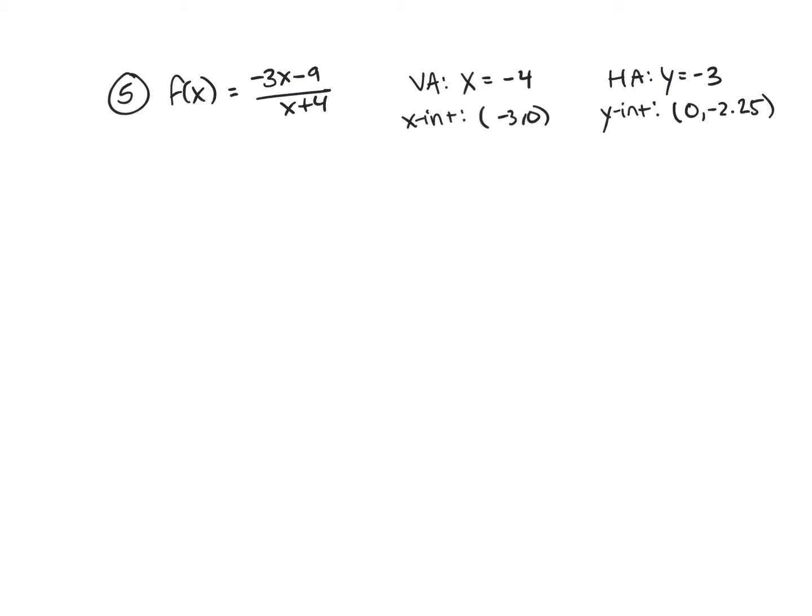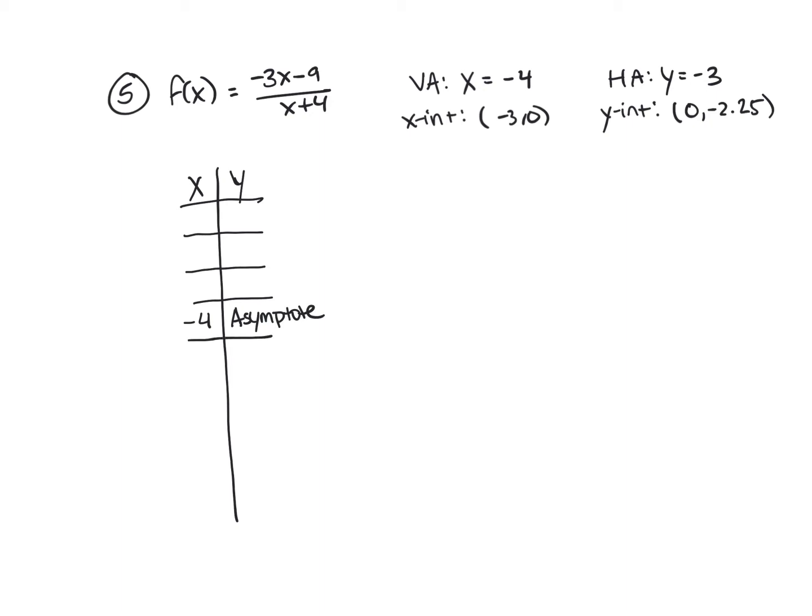So instead, I'm going to make a really long line, and I'm going to give myself 3 spaces on either side of my vertical asymptote. So I'm going to do 1, 2, 3 blank spaces, just like that, and then I'm going to write in my vertical asymptote, which in this case is negative 4. And then that's my asymptote. And then 3 more blank spaces. This is to make sure that we have 3 points on either side of our asymptote to get a clear picture of what our graph is going to look like.